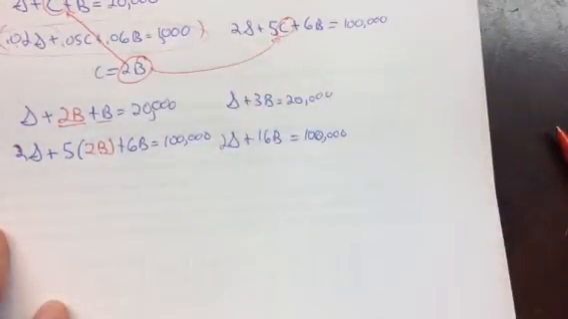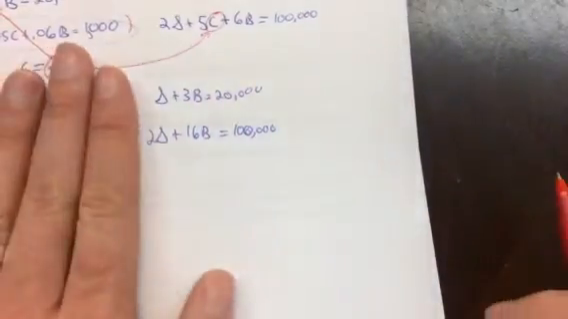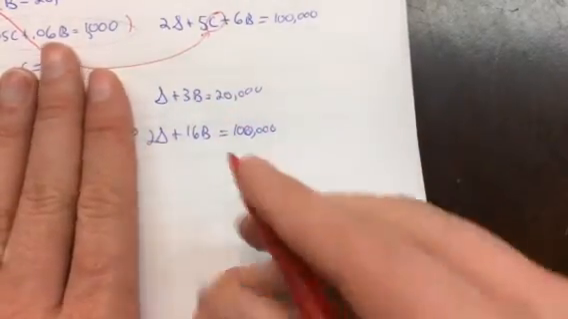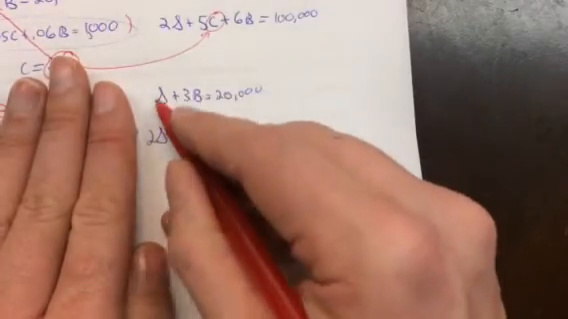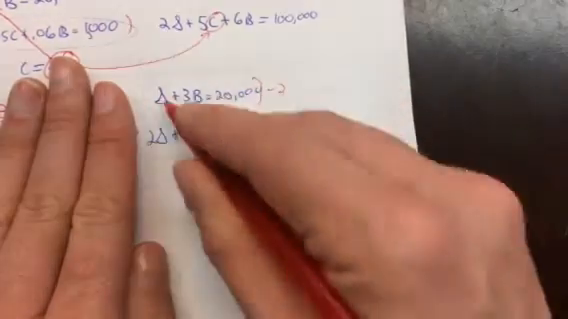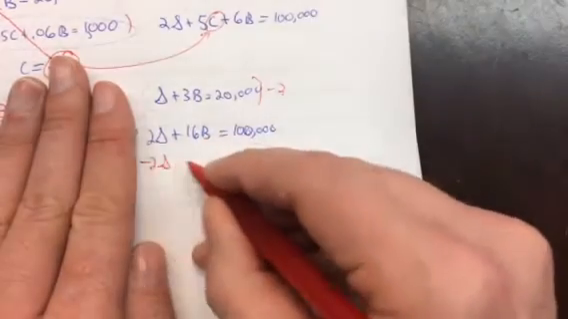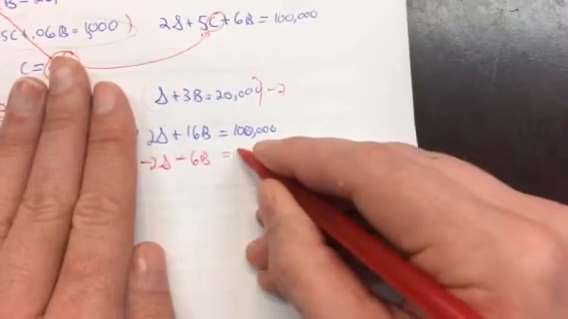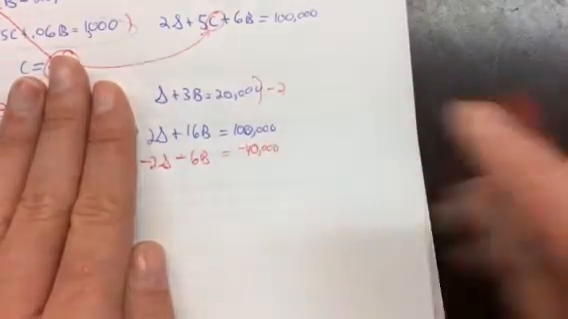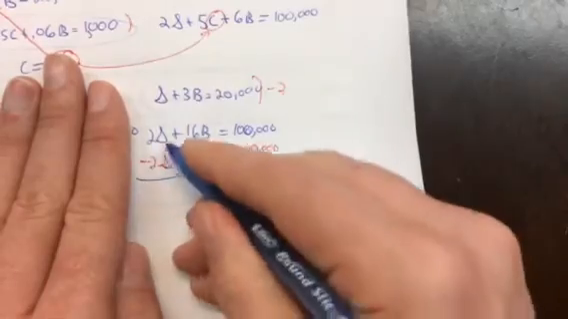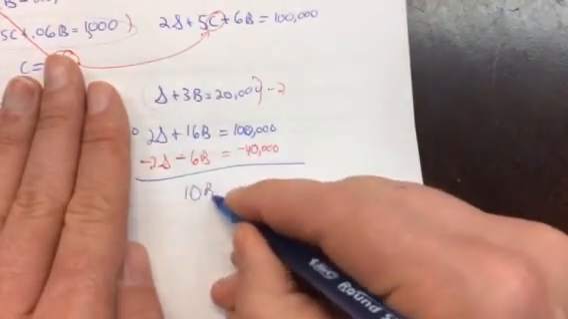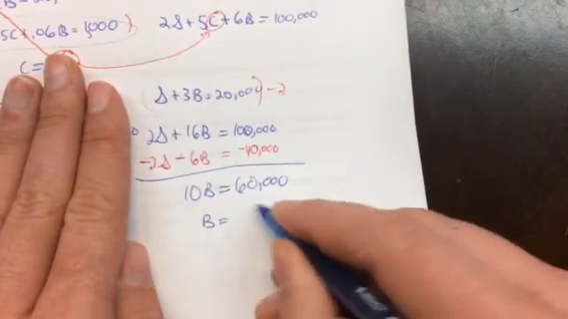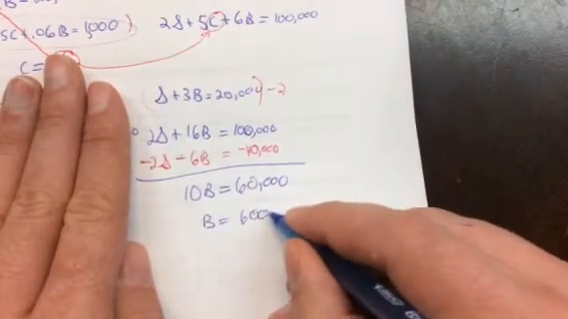And these look like they're set up for substitution well, or for elimination well. You could always solve for s to get s by itself and do substitution. That would be fine. But if I just multiply this top equation by -2, the s's will cancel out. So -2s minus 6b equals -40,000. And I can add these 2 equations together and the s's will eliminate. 10b equals 60,000. So b, dividing by 10, is 6,000.